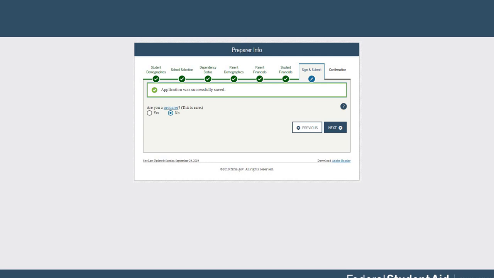Application successfully saved. Are you a preparer? The answer is probably no. They even say this is rare. That would be for someone who had prepared this whole thing for you, not a parent. I don't think they're thinking of that. I believe they're referring to a professional tax preparer. So the answer there will probably be no.